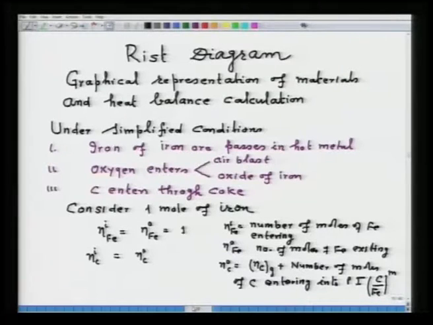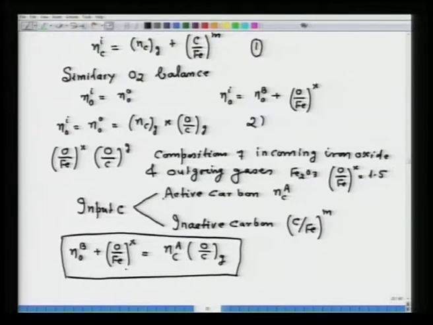In an earlier lecture, I presented the Rist diagram, which is shown over here, and there I told that we will be considering diagrammatic representation of material and heat balance. In that lecture, we considered material balance, and as a result of material balance, we could arrive at the equation N_O/N_Fe plus O by FeX, where X is the type of oxide. For example, if it is Fe2O3, then O by Fe is 1.5. If it is Fe3O4, then it is 4 by 3, and so on. So, that is the way O by FeX.